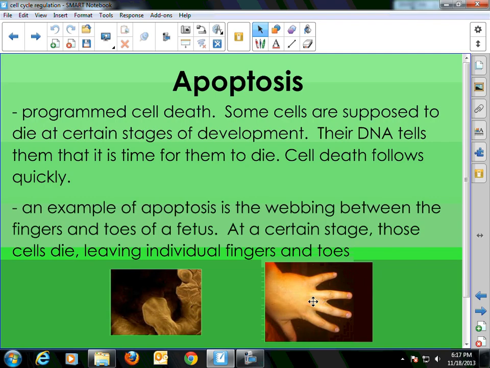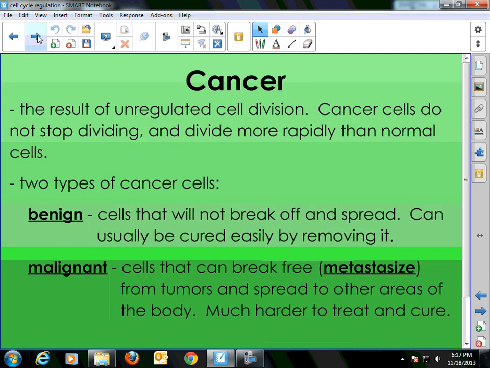And so those cells between these two fingers did not die as they were supposed to through apoptosis, and therefore some webbing was left. Usually this is pretty easily surgically repaired, but in this case, obviously it wasn't. So again, certain cells are supposed to die at a certain time. That is called apoptosis, and that's a programmed cell death.